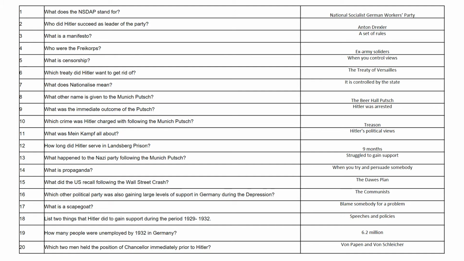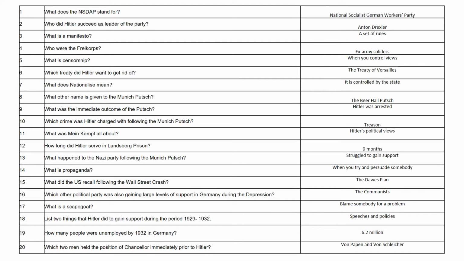So number 1 was the National Socialist German Workers' Party. A guy called Anton Drexler. He was the first leader of the Nazi party. A manifesto is a set of rules. So the Nazi party had a 25-point program, so a set of rules that they were going to follow.